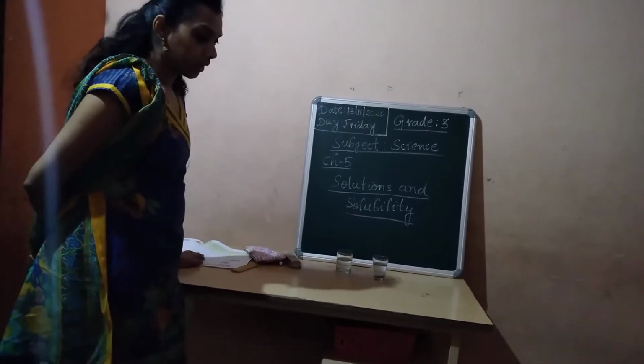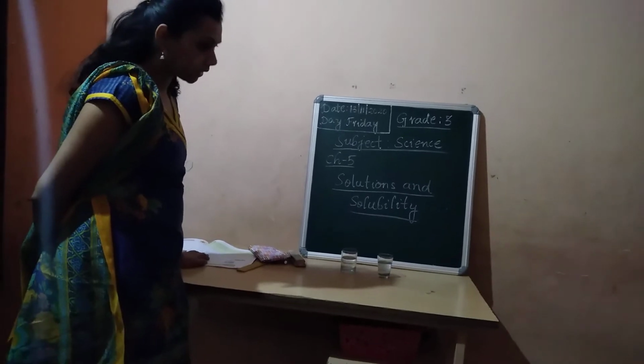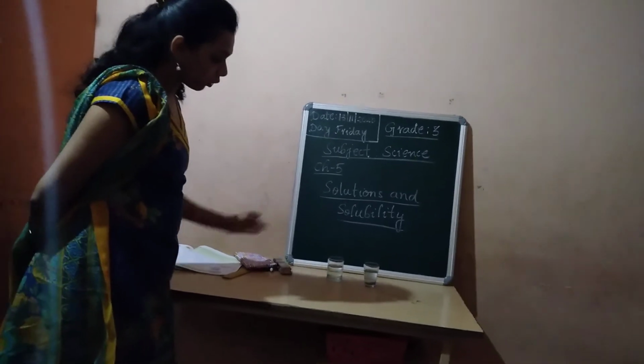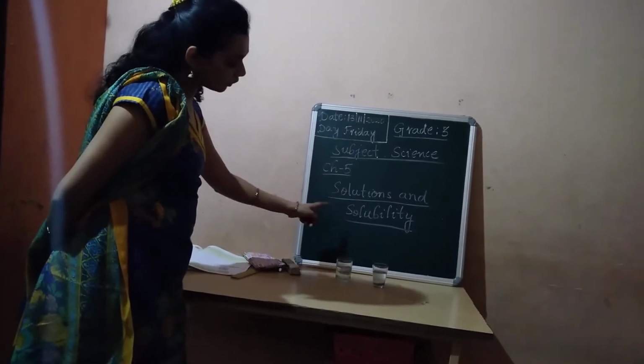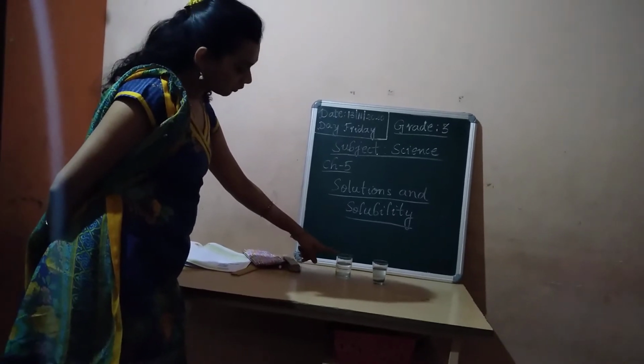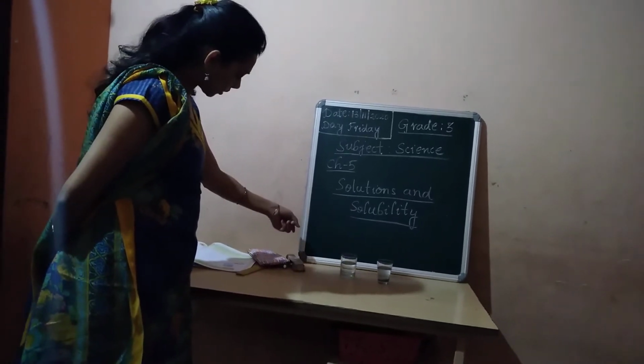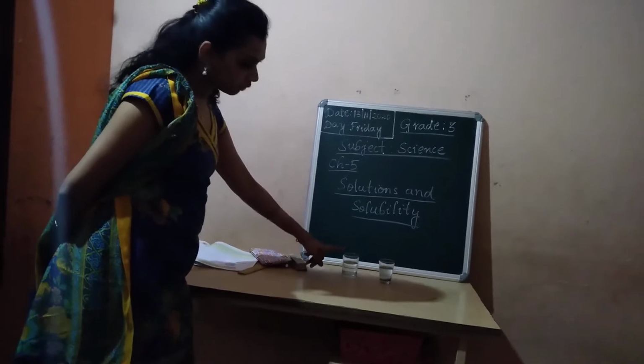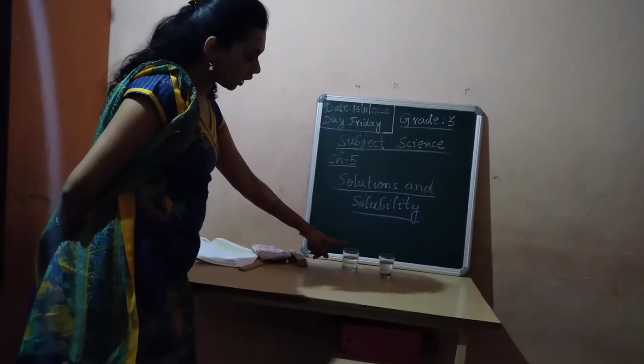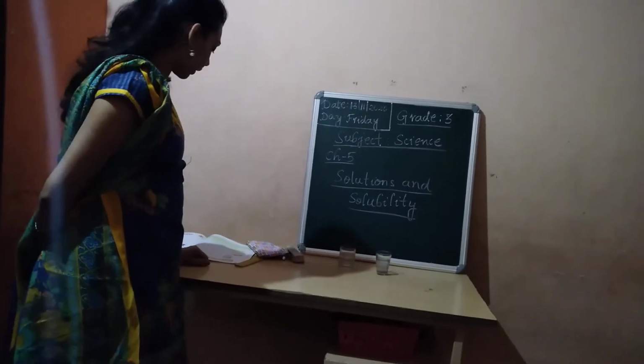Here we are taking a solid. Sugar is a solid, sand is a solid. So we are taking a solid and we are mixing it in the liquid. We are taking the solid and dissolving, or mixing, it in the liquid. Then we will see what happens.